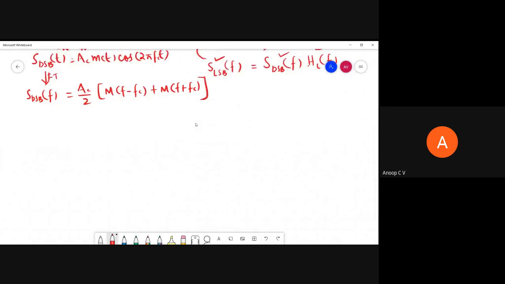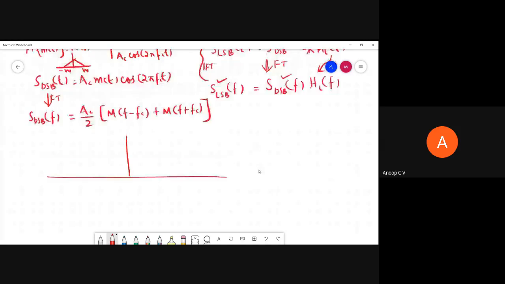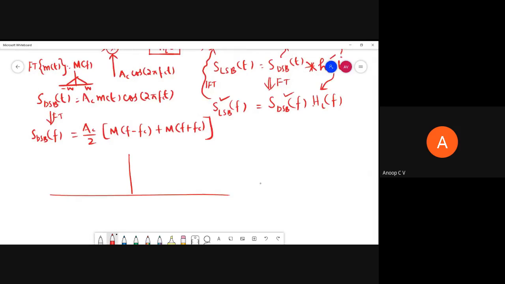So I'll just try and plot the spectrum. If you want, you can help me out. The M(f minus f_c), M(f), I've shown. This is M(f).